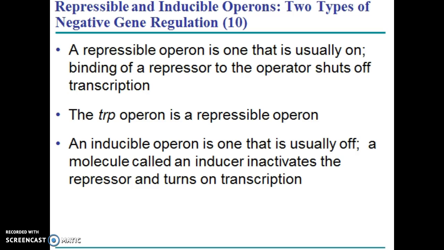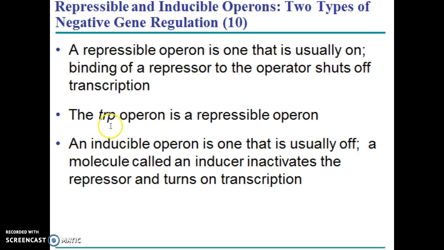So moving into question 10, which is talking about repressible and inducible operons. There's two types of operons. There are the repressible ones, which are usually on but can be turned off, and there are inducible operons, which are usually off but can be turned on. So they're the exact opposite of one another, functioning until it's turned off, not functioning until it's turned on.